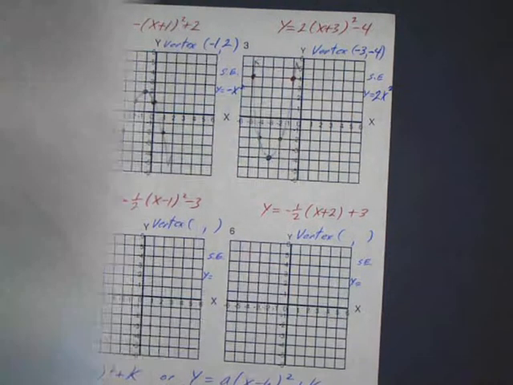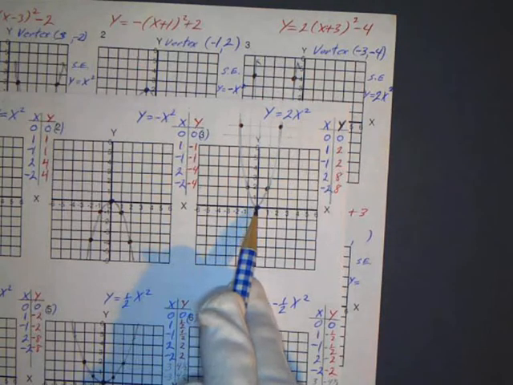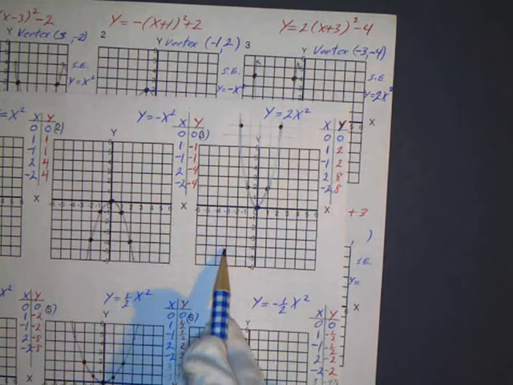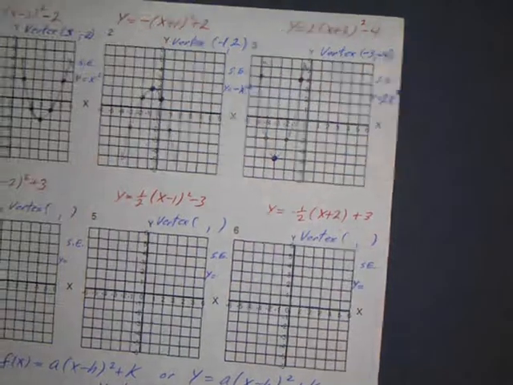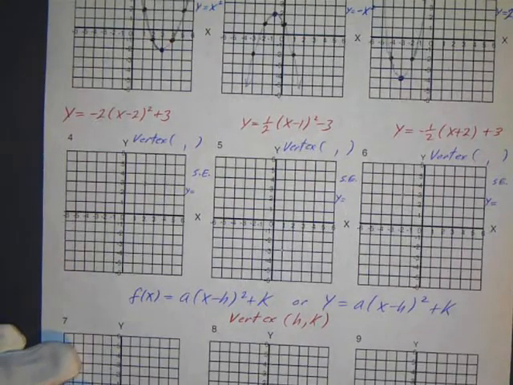And again, this has the same shape as this parabola. It's just shifted to the left 3 and down 4. So it just moved over, but it has the same shape. That's why we call this the shape equation, minus 2x squared. Okay, let's take a look at the next one.